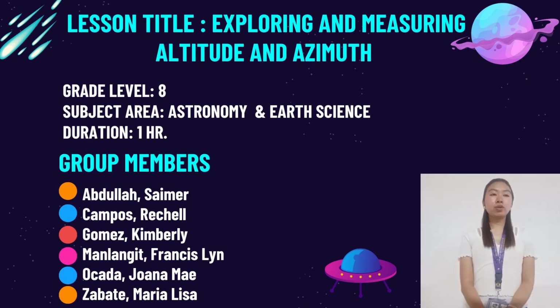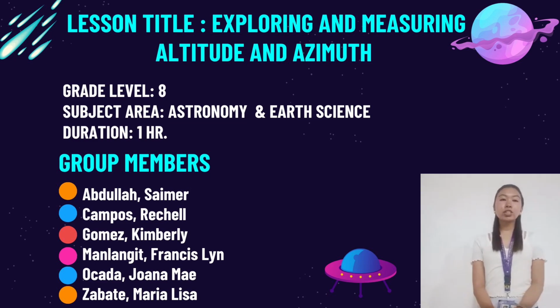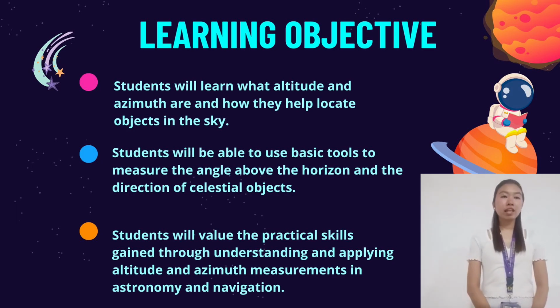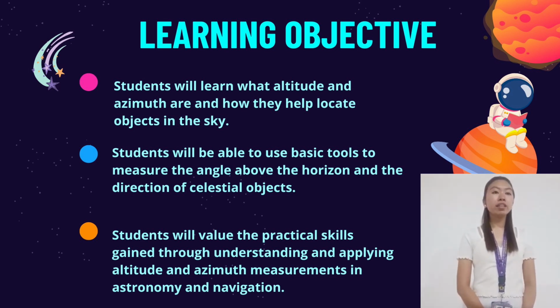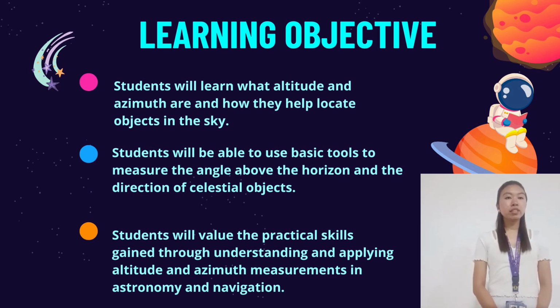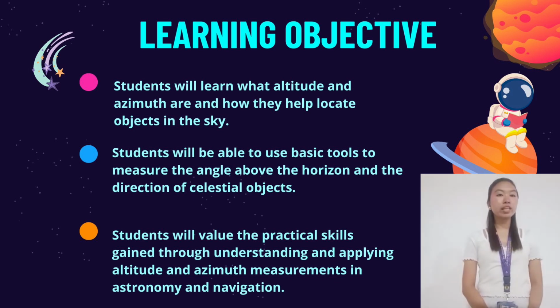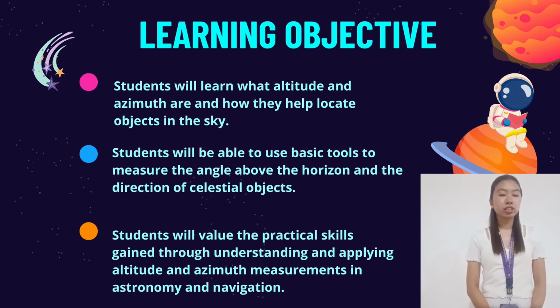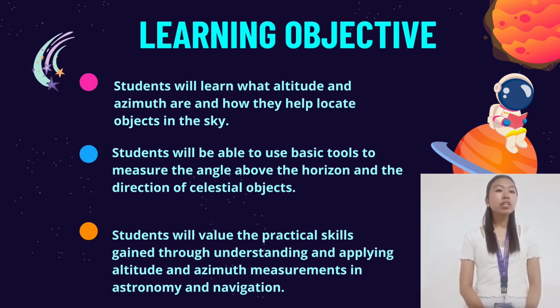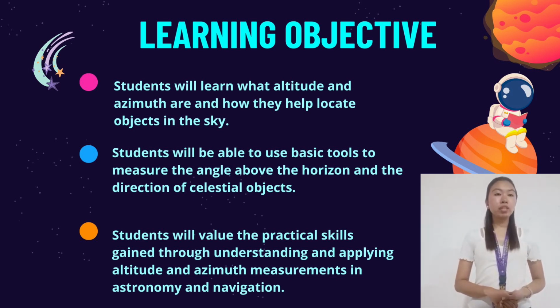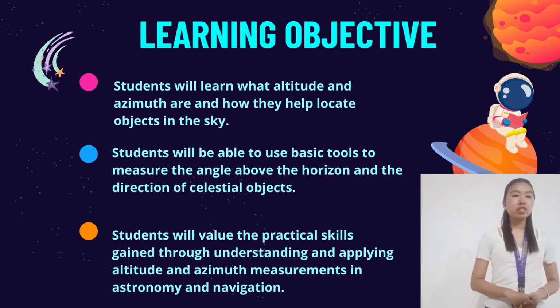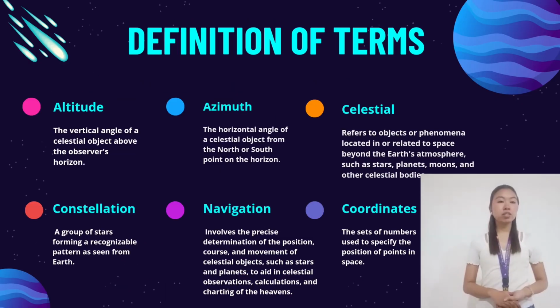Good day, everyone. The title of our lesson today is Altitude and Azimuth. Our objectives this afternoon are: students will learn what altitude and azimuth are and how they help locate objects in the sky. Students will be able to use basic tools to measure the angle above the horizon and the direction of celestial objects. And last, students will value the practical skills gained through understanding and applying altitude and azimuth measurement in astronomy and navigation. Next slide, we have our definition of terms.